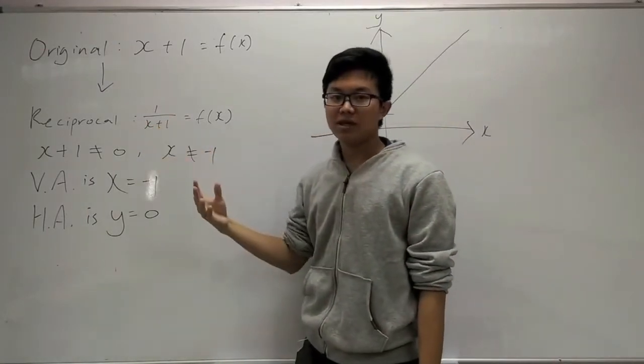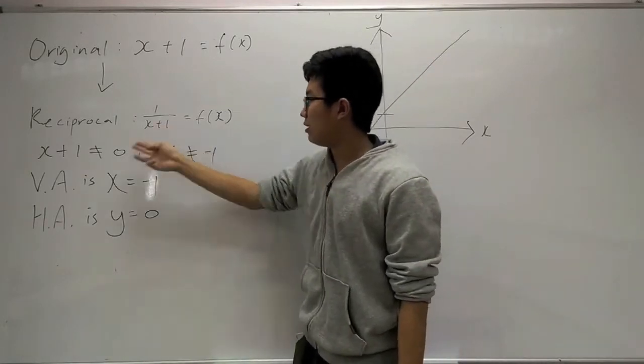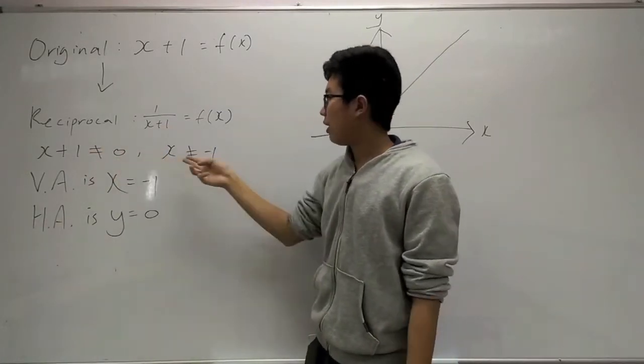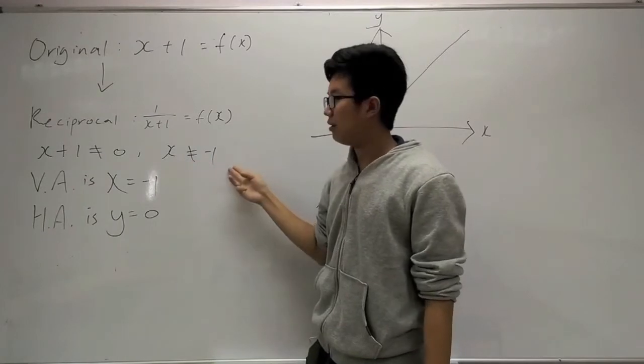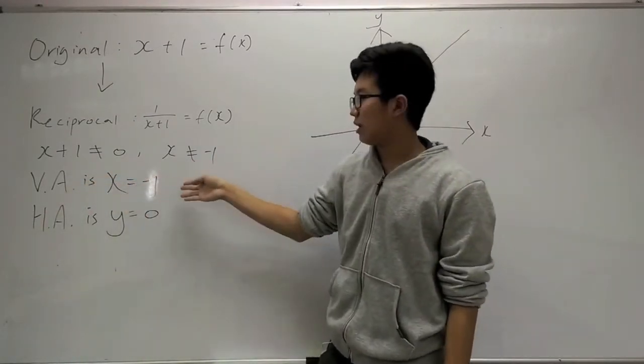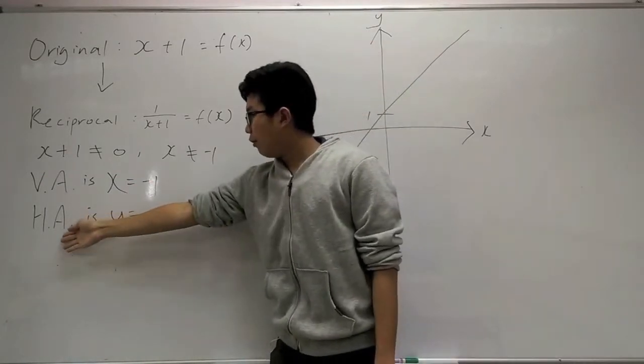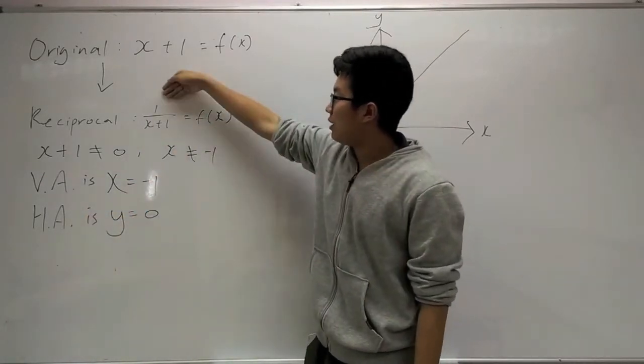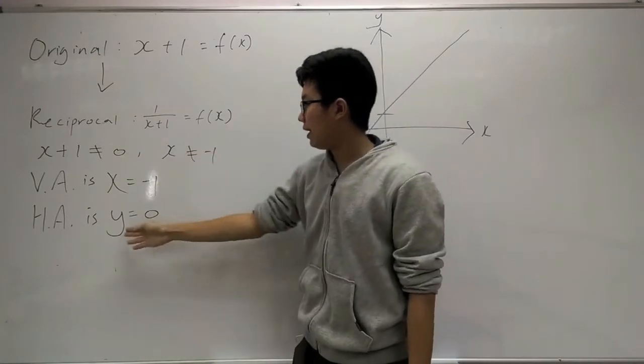We know that the denominator can never be 0, so x + 1 cannot be 0. So x cannot be -1. And therefore we know that the vertical asymptote is x = -1. Horizontal asymptote, we also know that 1 can never be 0, so y can never be 0.